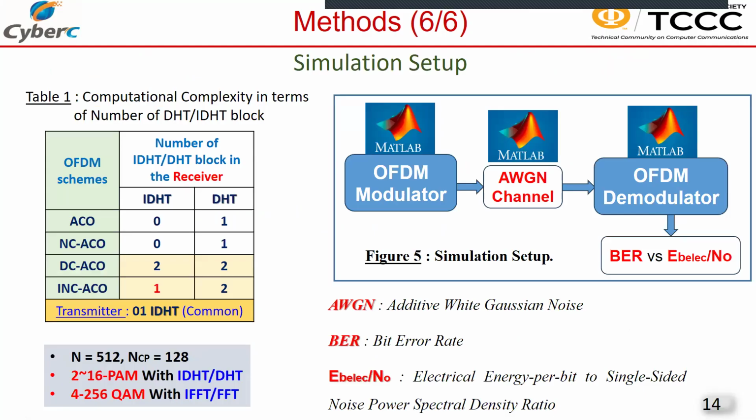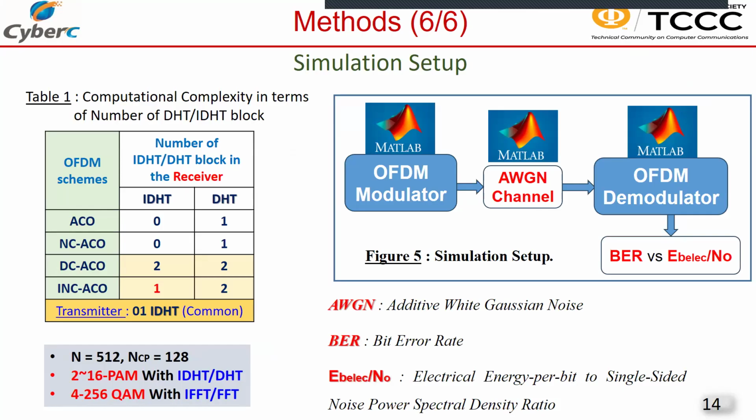In table 1, we present the computational complexity of all the studied ACO-OFDM schemes. This is shown in terms of the number of inverse discrete Hartley transform or discrete Hartley transform blocks used. It can be seen that the proposed improved noise cancellation ACO-OFDM scheme offers the advantage of using only one inverse discrete Hartley transform block compared to diversity combined ACO-OFDM.